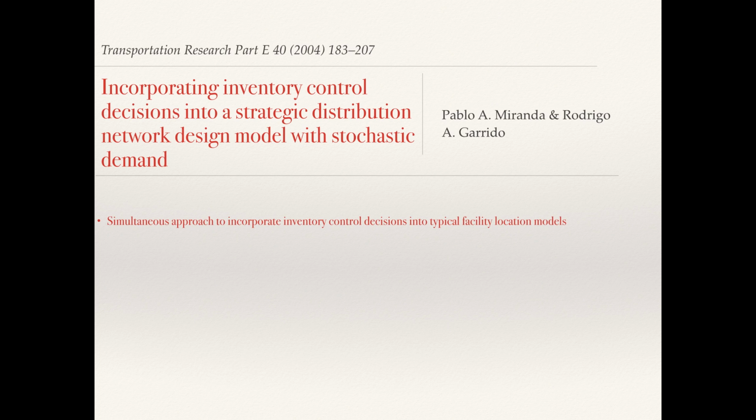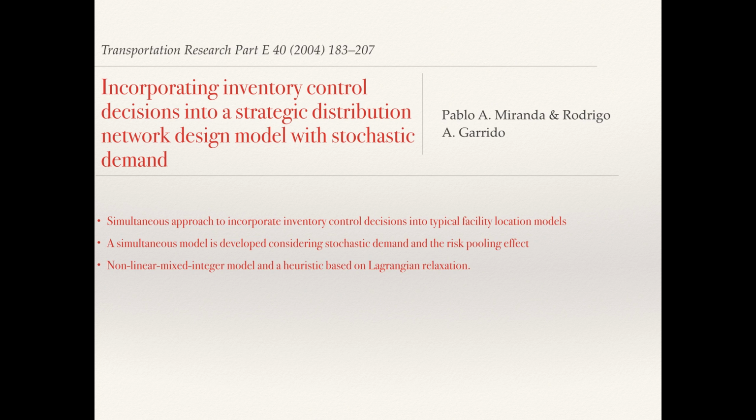First of all, the paper deals with a simultaneous approach to incorporate inventory control decisions into more strategic decisions, namely facility location problems. We developed a simultaneous model that considers stochastic demand as well as the risk pooling effect, which I will describe later on. The resulting modeling structure is a nonlinear mixed integer program along with a heuristic method that allows easy finding of feasible solutions for a relatively large problem. By using this approach, you can get significant cost reductions compared to more traditional approaches, especially when the holding costs are high or demand is highly variable.